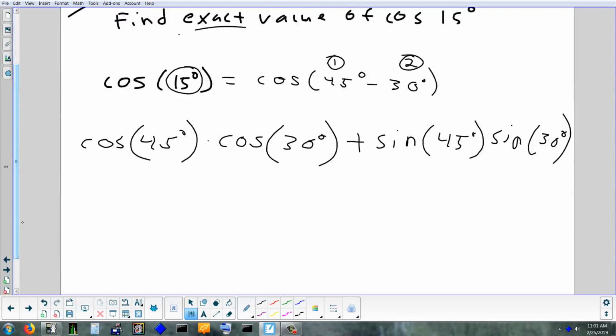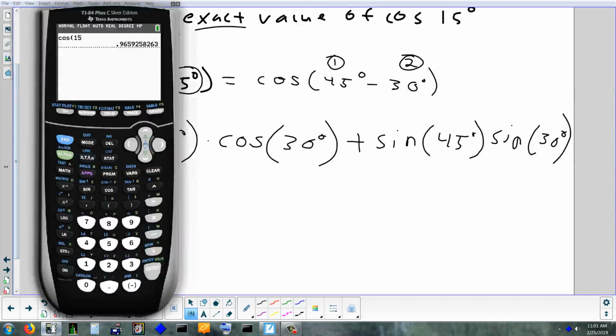Okay, now we can use a calculator and figure out each one of these. We have 4 of them to figure out. Now remember, we have to write exact answers. Okay, so let's start with the cosine of 45. You get 0.707. We can't write 0.707, it's not exact.